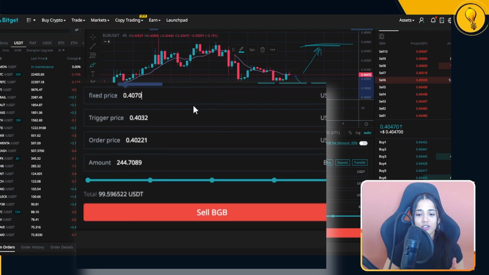Okay, let's change it to 0.407. That is going to be my take profit, 0.407, which is going to be higher than where price is sitting at right now. My stop loss is going to be lower than that. But more importantly, let's go ahead and break down these two fields.